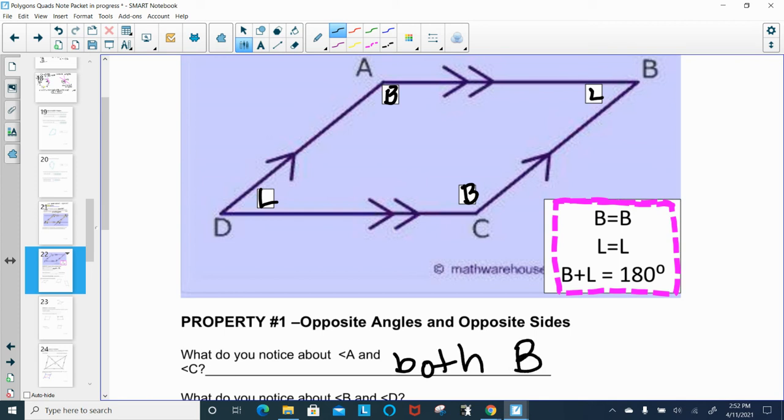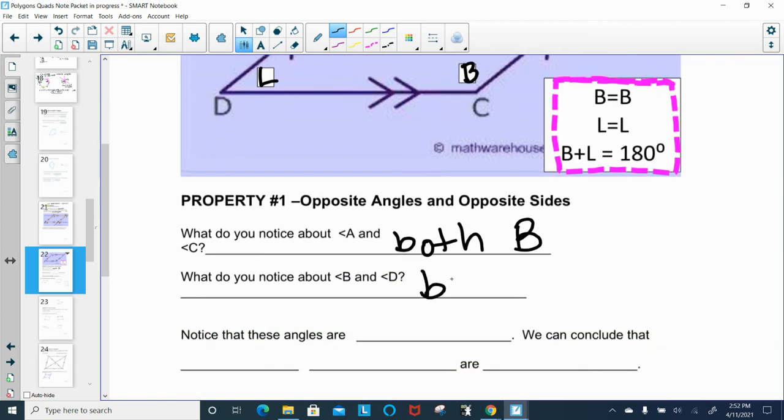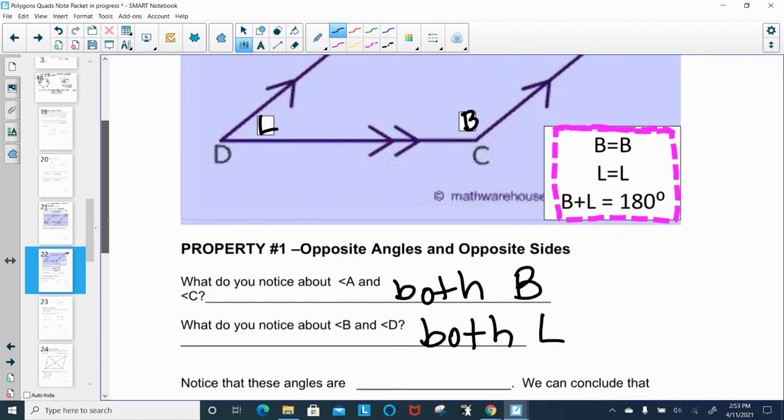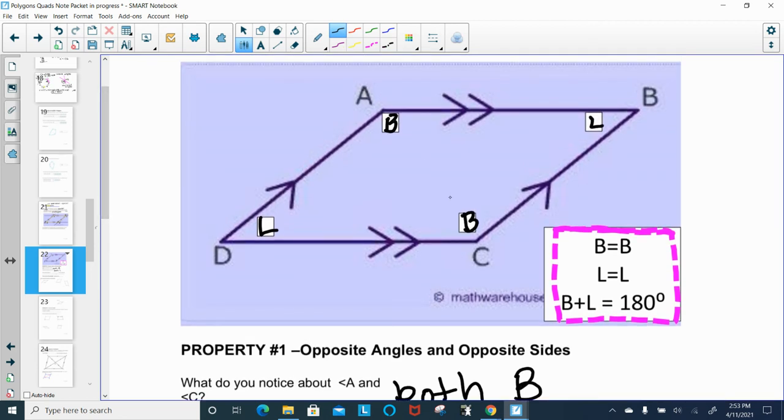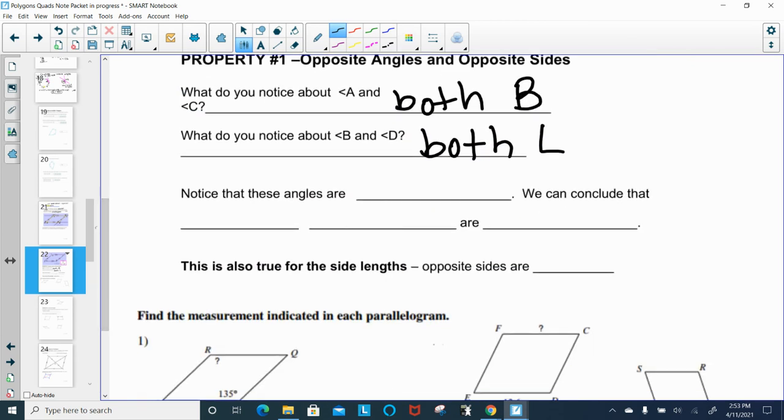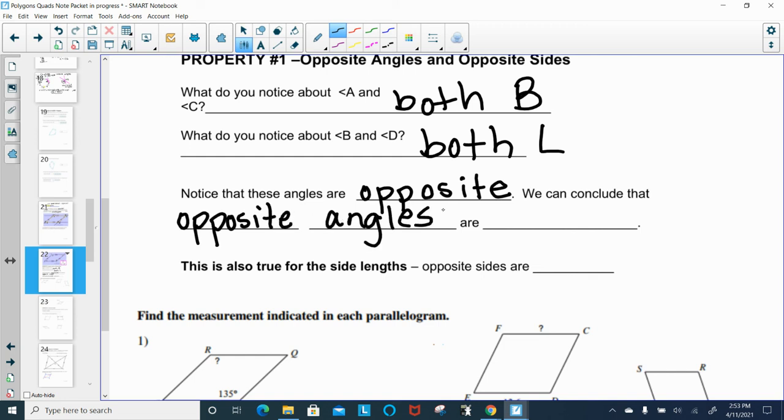And what about angle B here in the upper right corner and angle D? Notice how they both have L. So these angles, if you look at them, see how they're far away from each other? We call those opposite. So these angle pairs are opposite. So in a parallelogram, opposite angles are equal.